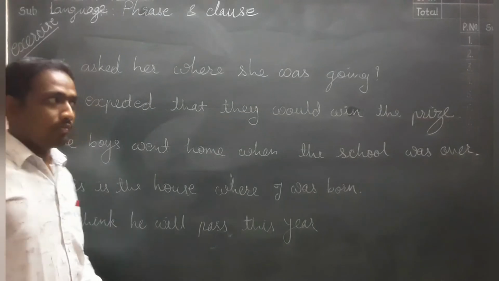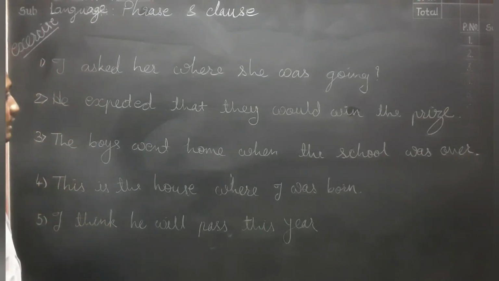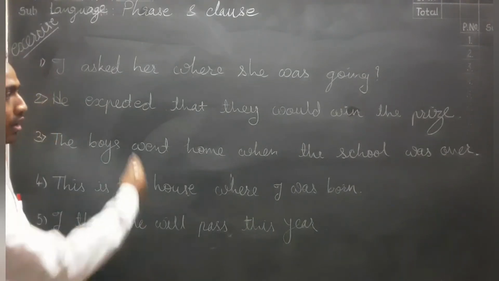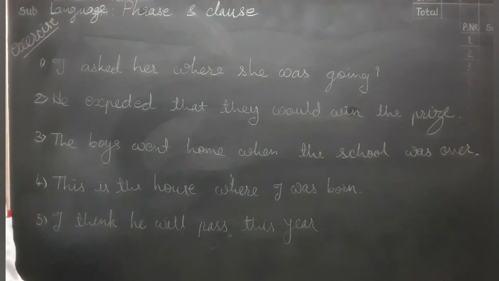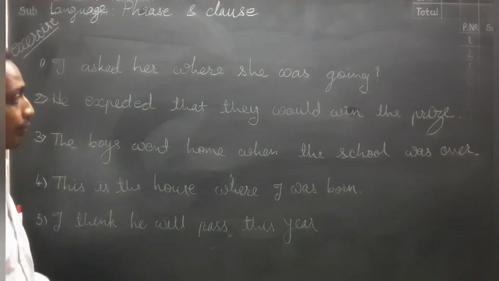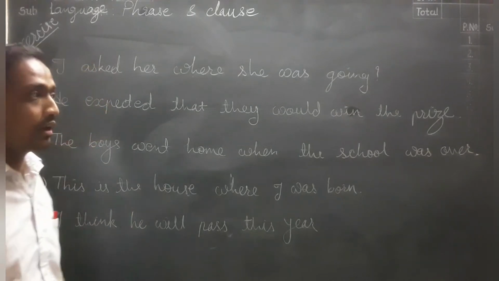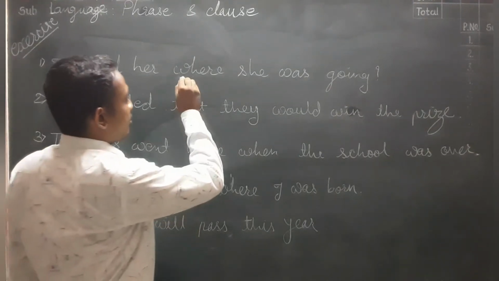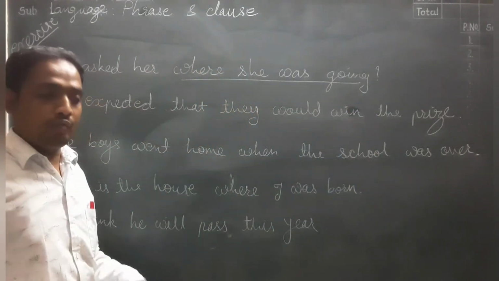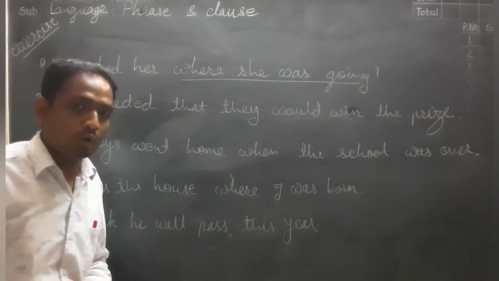Okay then students, now we will see some exercises, some sentences, and we will find the kinds of clause. Here are 5 examples. First example: I asked her where she was going. Here you can see "where she was going" is a clause. Now we have to find which kind of clause.